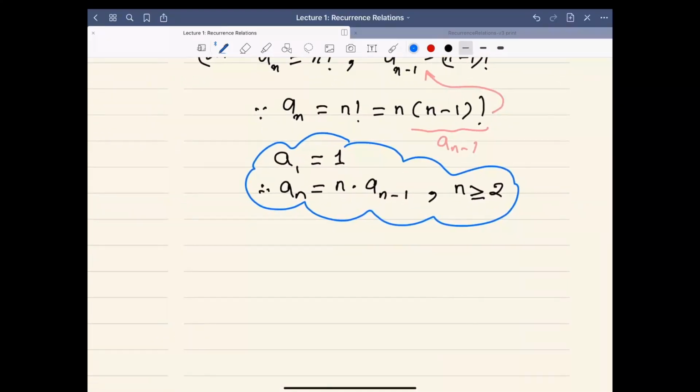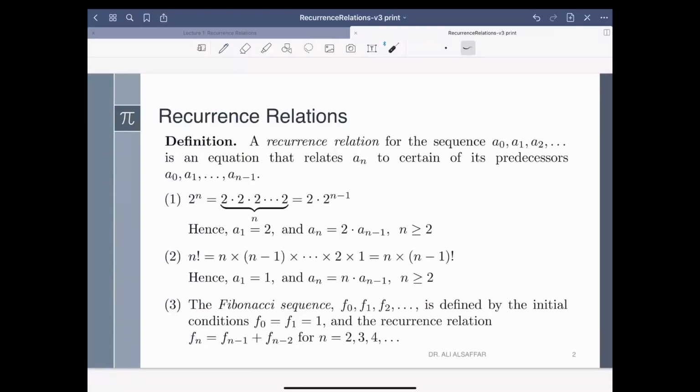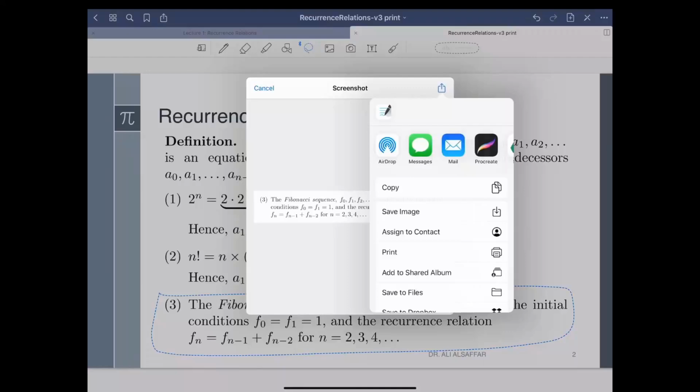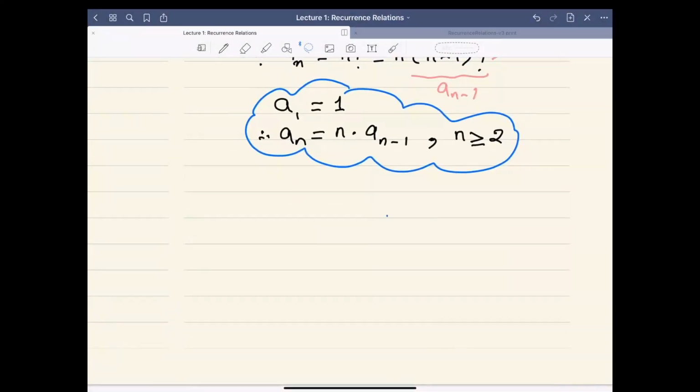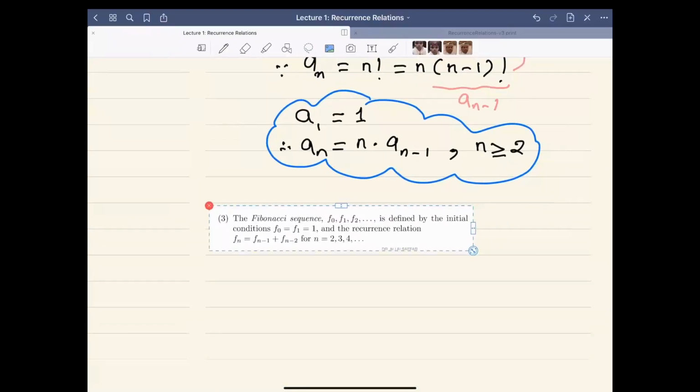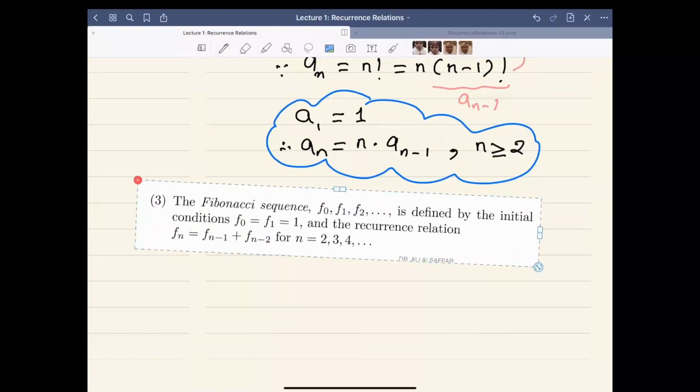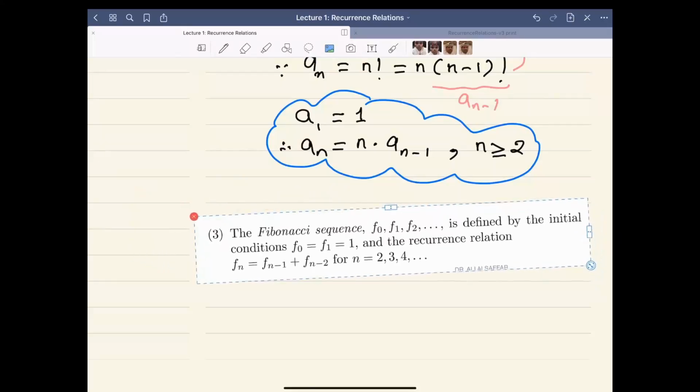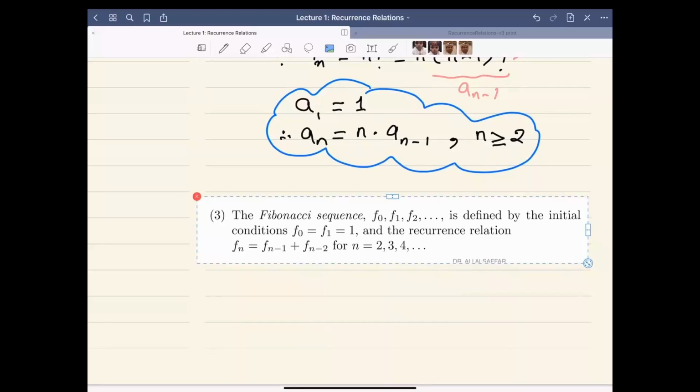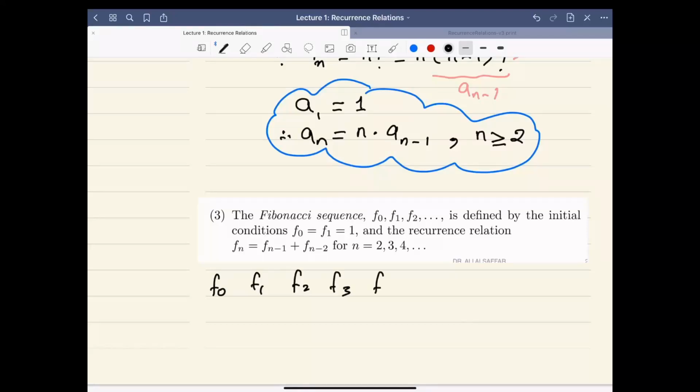The third example is a very famous sequence, which is called Fibonacci sequence. So I will copy it, take it to our notebook. Okay, so how to describe it by numbers? We will start from 0, so index 0 and index 1. So we will have f0, f1, f2, f3, f4, and we continue. The first two values are equal to 1.